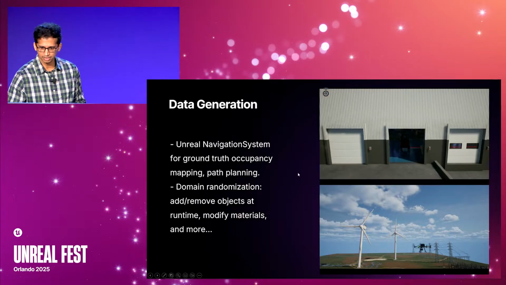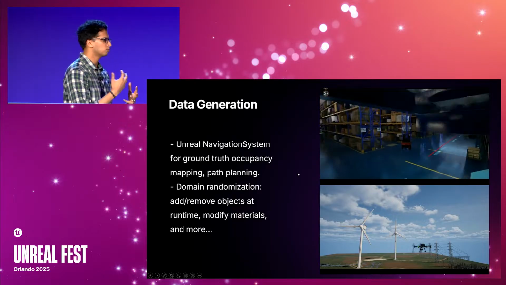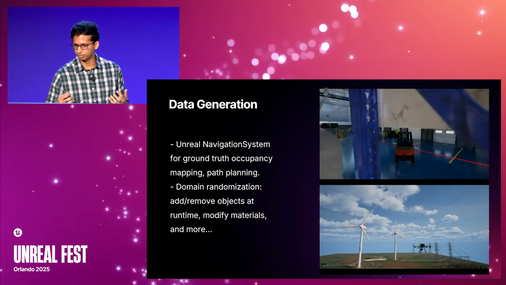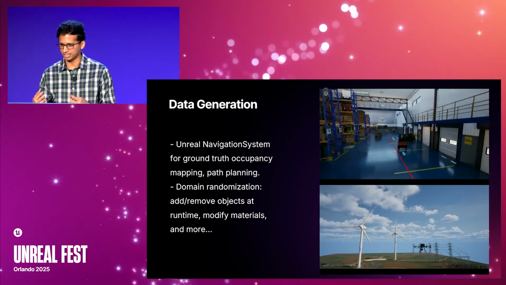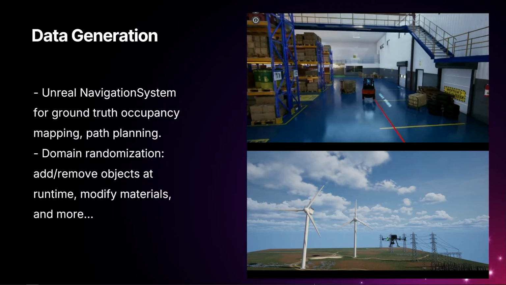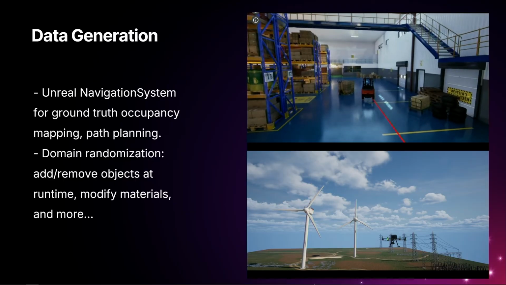But really, being able to have these ground truth occupancy maps and the capability of planning paths from point A to point B, so that little red line is actually a ground truth plan that's being planned by the navigation system, although the forklift might not be following it very, very well. Everything needs a little tweaking to get right.